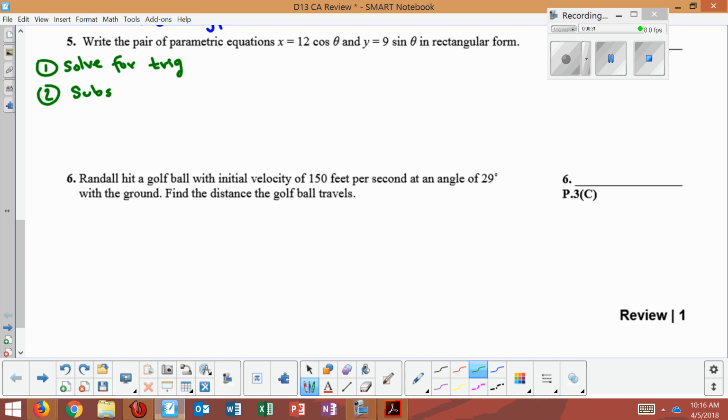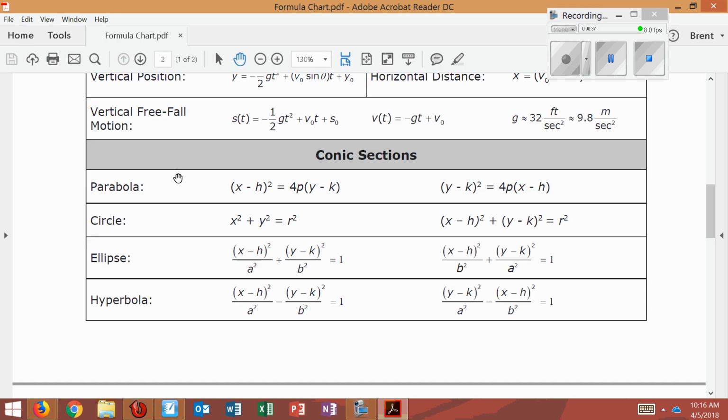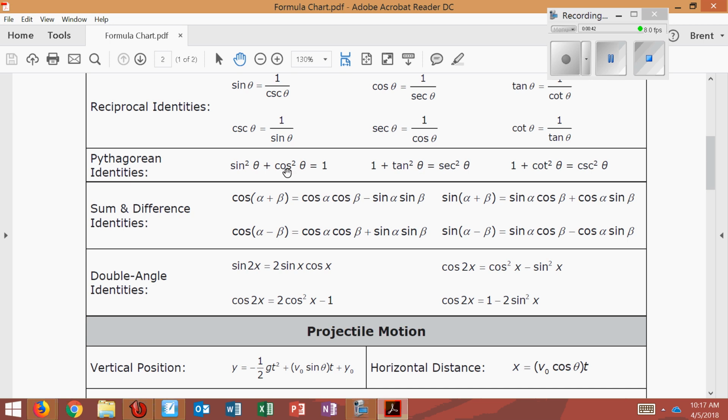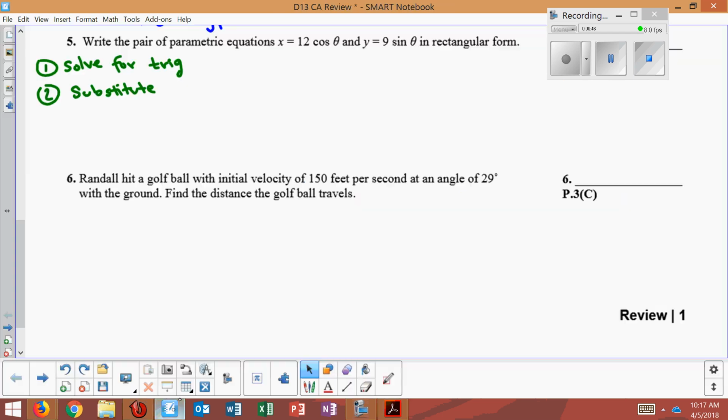Now, if you're solving for trig, you're going to substitute into the Pythagorean identity. Since this is cosine and sine, when I look at my formula chart, I should be substituting into the Pythagorean identity with sine and cosine. So I'm going to substitute into this formula: sine squared plus cosine squared equals 1. So I'll just write this off to the side for now. Sine squared theta plus cosine squared theta equals 1. So let's come back up here, and we're going to get it into that form.